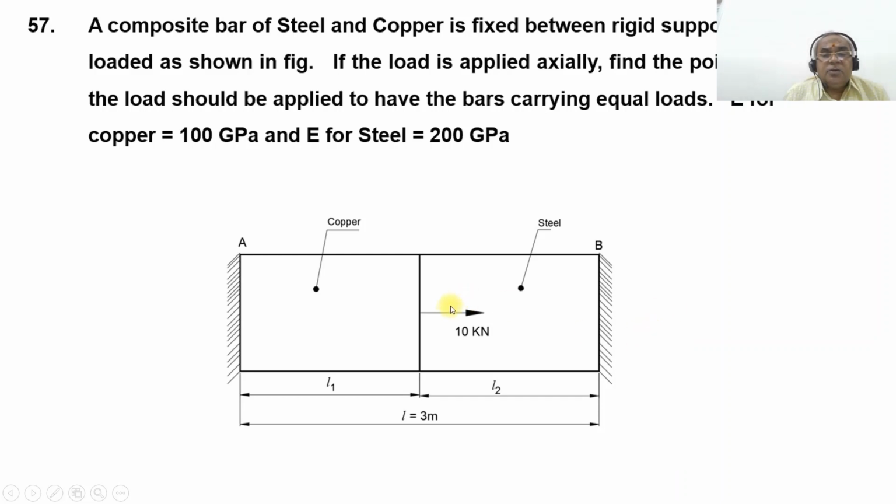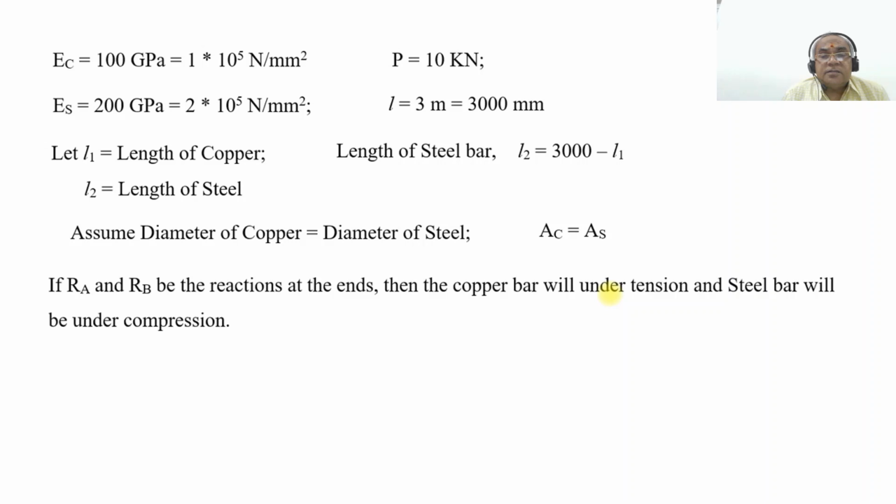Once the load is applied here, this is the rigid support. When you take the copper, it will be in tension, and when you take the steel rod, it will be in compression. Because if you consider a section in the copper and the load is applied to the right of the section, naturally it becomes tensile, which is positive. When you are taking the steel rod, the right end is fixed. Now we are applying the load from this direction, so naturally it becomes compressive in nature. That is the reason why the copper is in tension and the steel bar will be under compression.